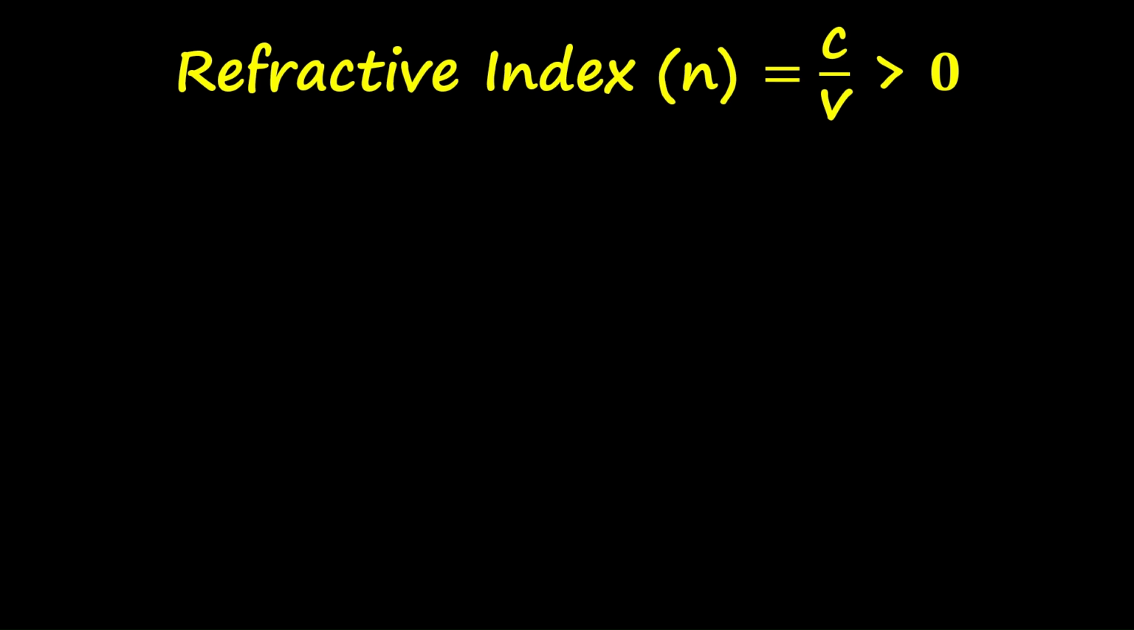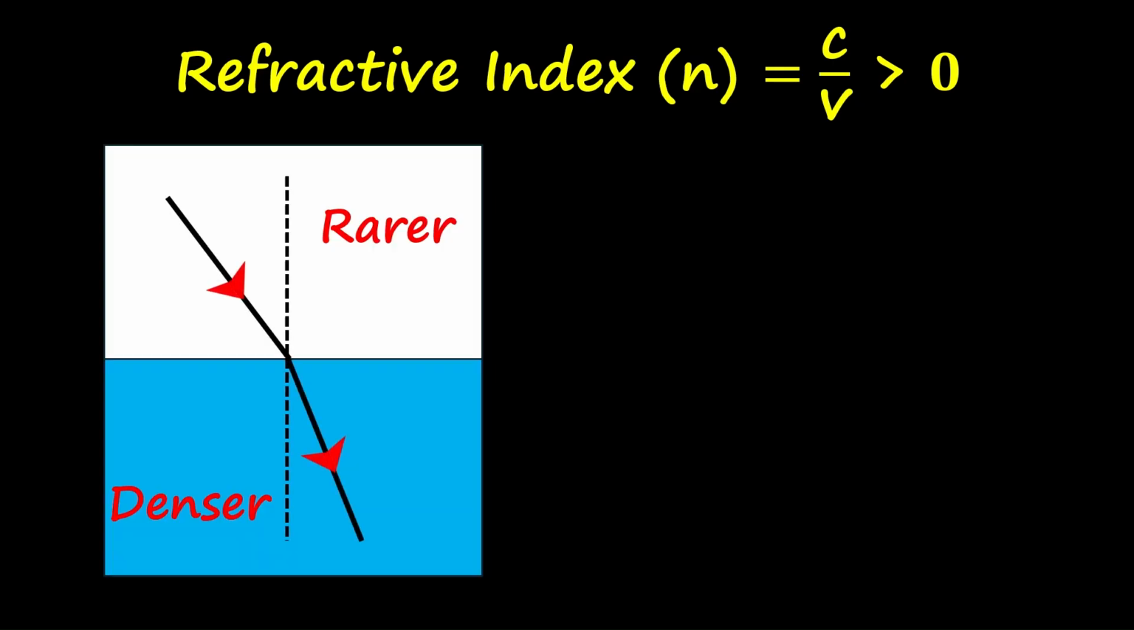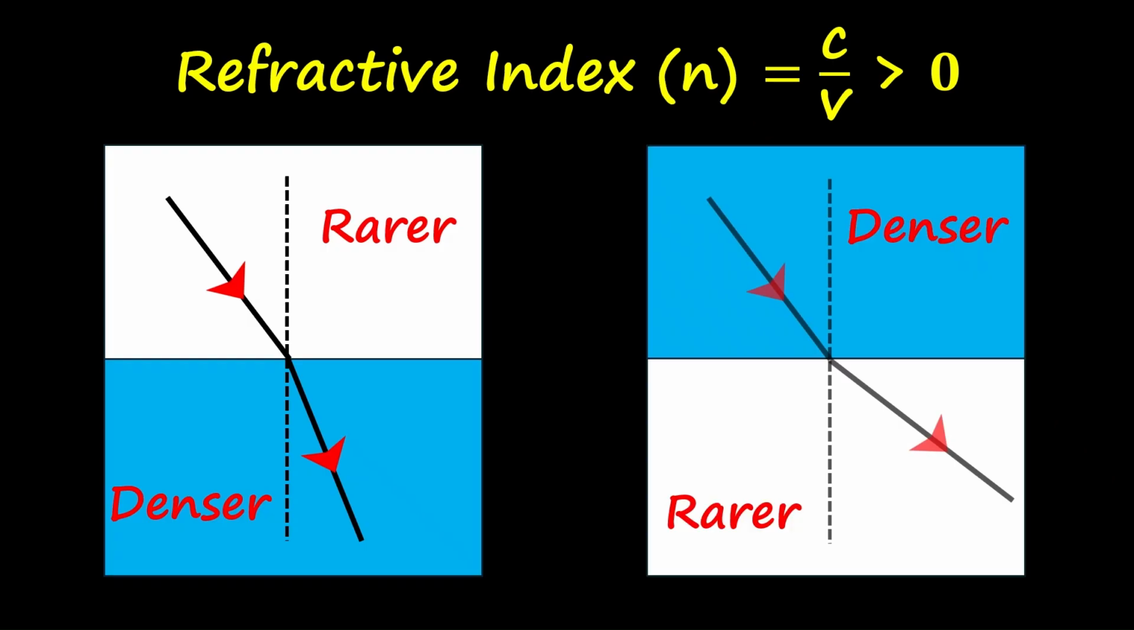Refractive index of a medium is defined as the ratio of the speed of light in vacuum to the speed of light in that medium, and it's a positive quantity. And using Snell's law, we know that when light travels from rarer medium to denser medium, the refracted ray bends towards the normal, and when it travels from denser to rarer medium, the refracted ray bends away from the normal.